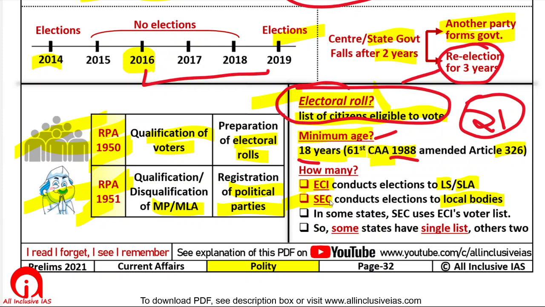Now these SECs, state election commissions, are regulated, controlled or governed by the state laws. So the SEC of Andhra is governed by separate law as compared to SEC of Rajasthan. These are 2 different SECs, governed by 2 different laws, whatever their state government has made. In some states, the law allows SEC to use the same voter list that ECI is using. In some states, it is not allowed, so their SEC prepares its own list. So some states have a single voter list, and some have 2 voter lists.